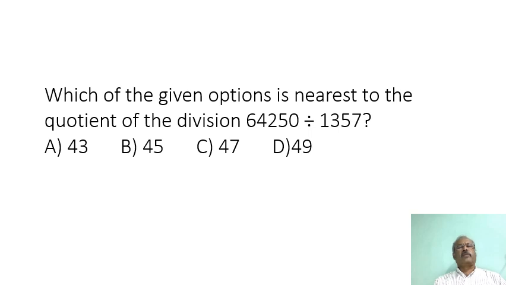We now turn to estimation of quotients in division. So our question is, which of the given options is nearest to the quotient of the division 64,250 divided by 1,357? The options are 43, 45, 47, and 49.